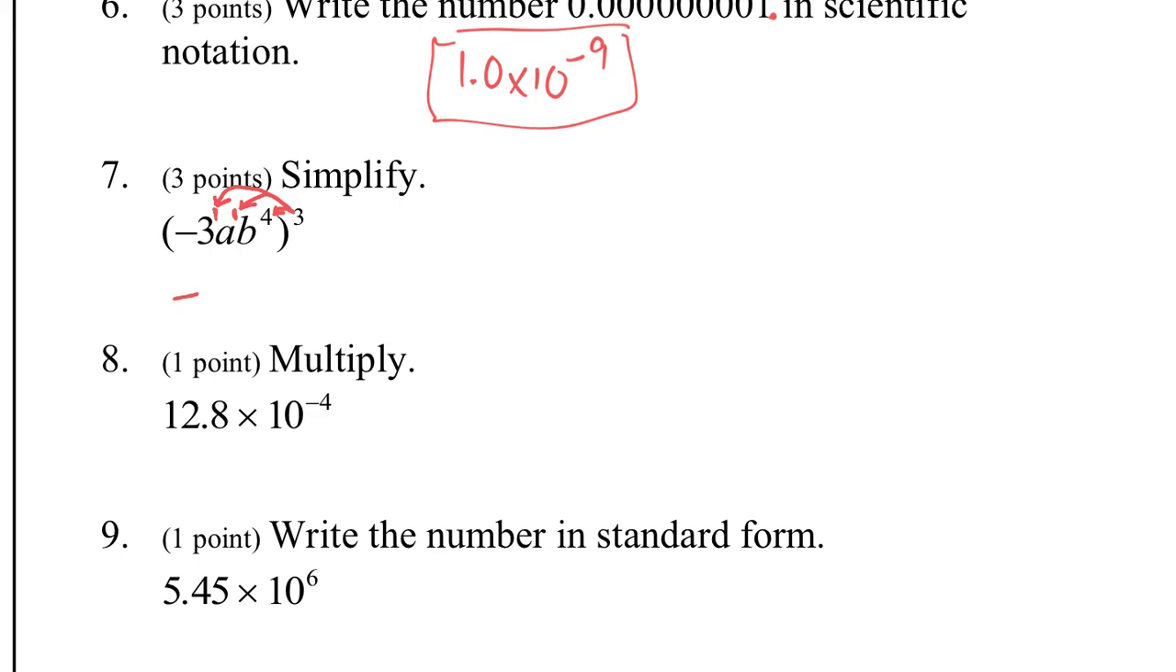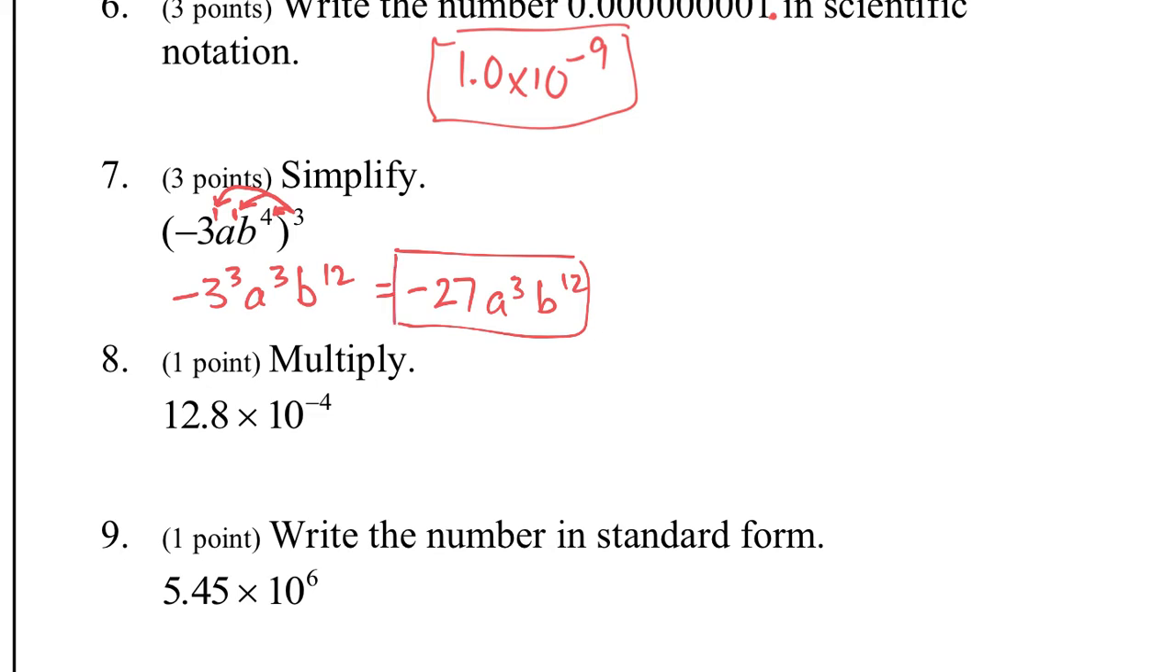So that'd be negative 3 to the third power, and a to the third power, and then b to the 12th power, because we're multiplying those: 3 times 1, 3 times 1, 3 times 4. Negative 3 to the third power, that's negative 27. And then a to the third and b to the 12th. Okay, and then we multiply this.